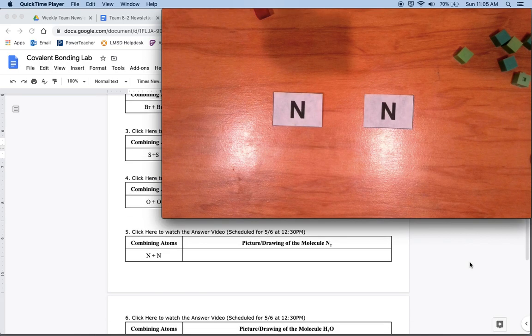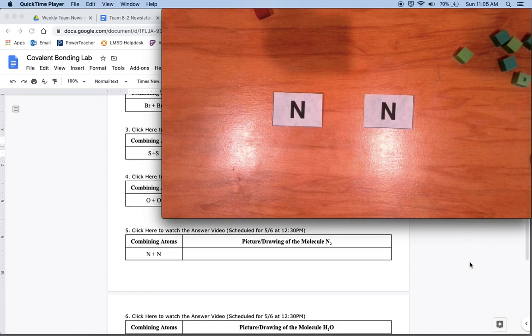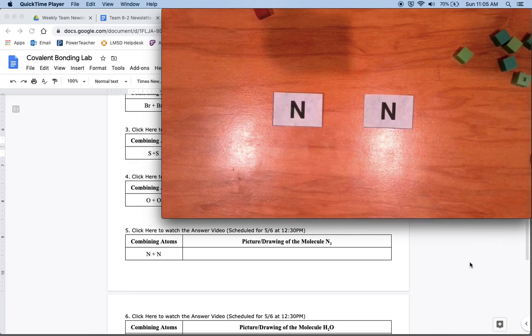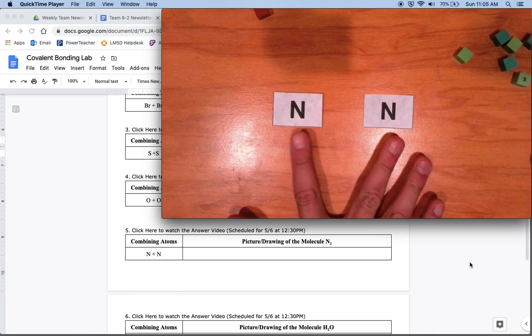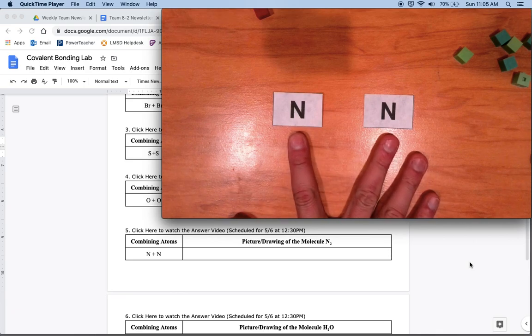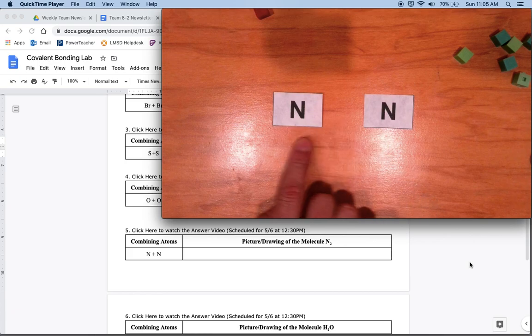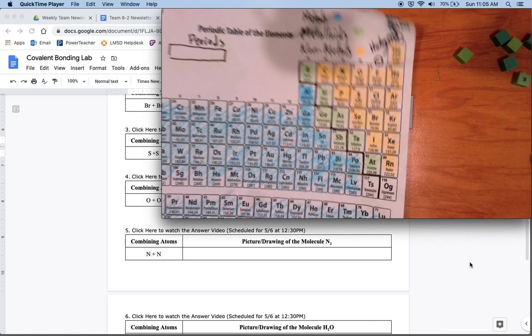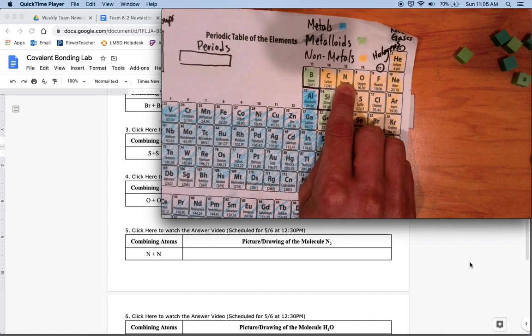All right, so our fifth one is N2, right? So the 2, remember, means 2 atoms. So there's 2 N's that are going to be combining. Like I said, a lot of times in covalent bonds, both atoms are going to find like atoms to combine together. Okay, so N2, N is right here, looking at the periodic table.